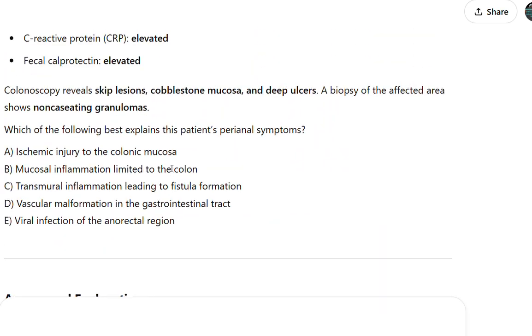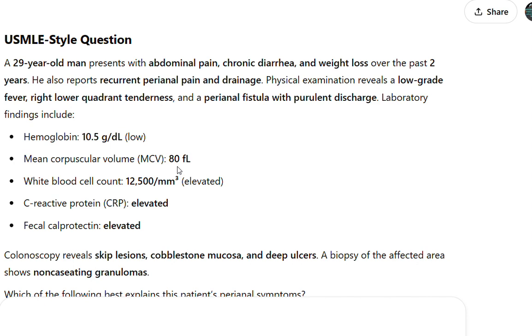USMLE style question. A 29-year-old man presents with abdominal pain, chronic diarrhea, and weight loss over the past 2 years. He also reports recurrent perianal pain and drainage. Physical examination reveals a low-grade fever, right lower quadrant tenderness, and a perianal fistula with purulent discharge.